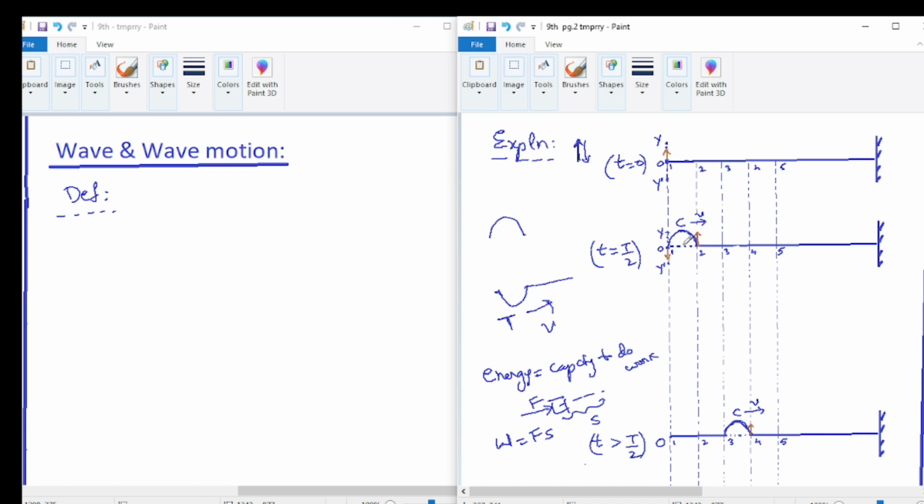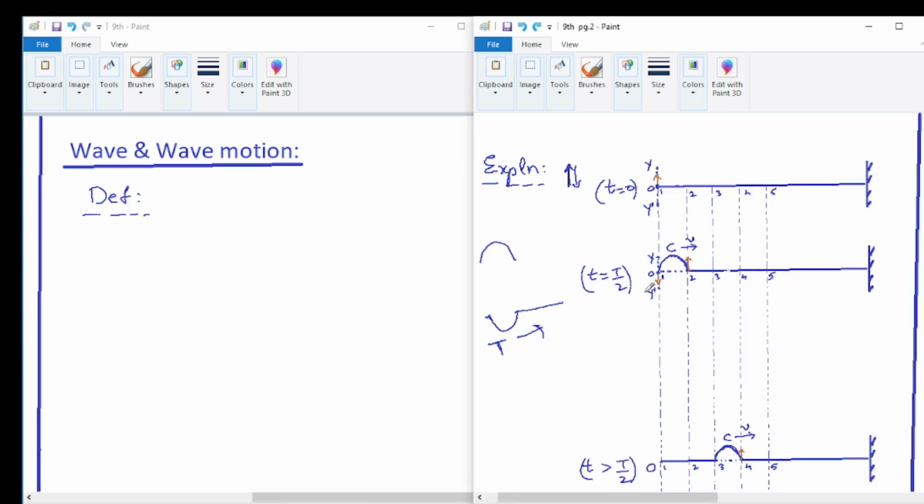So a more accurate way of stating this: what is a wave? It's energy in the form of a disturbance which, when created at a point in a medium, travels through the medium due to vibrations of the particles. That's all related to the definition of wave and wave motion. Just see here. Now all this is okay.